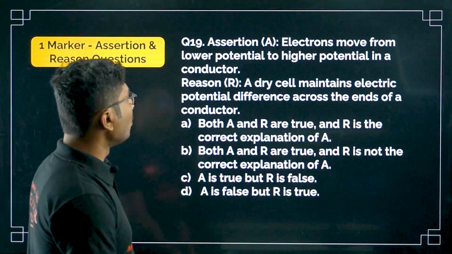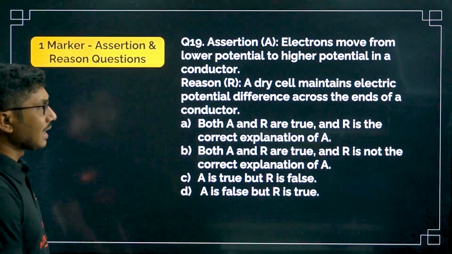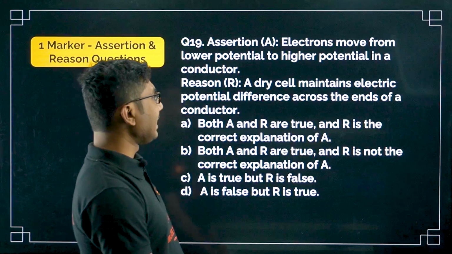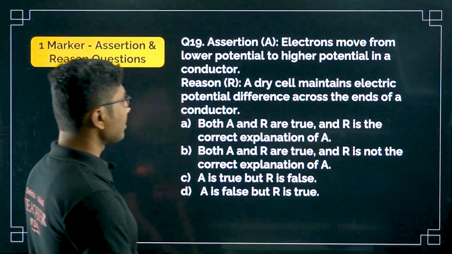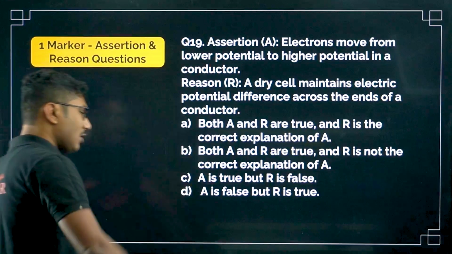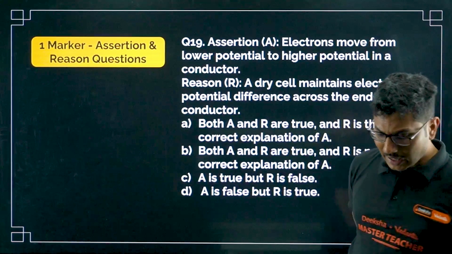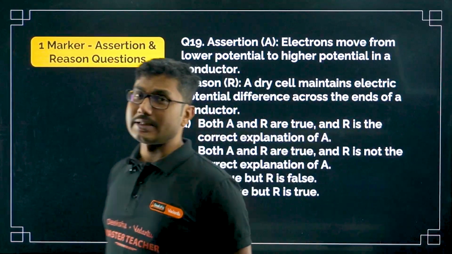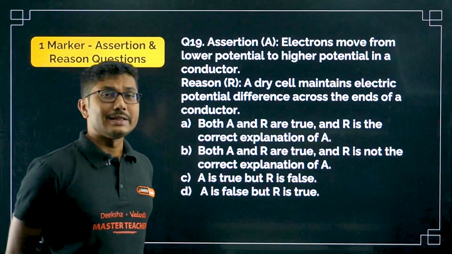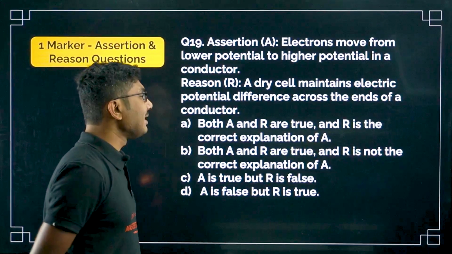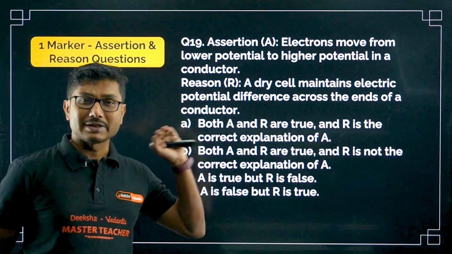Assertion: electrons move from lower potential to higher potential in a conductor. Reason: a dry cell maintains an electric potential difference across the ends of a conductor. This is a very common assertion and reason question. I have solved this at least 2-3 times before as well, and many students get confused and say both of them are correct and it is the correct explanation. So let me clear that: yes, both of the statements are correct.